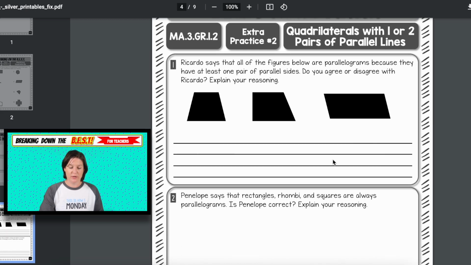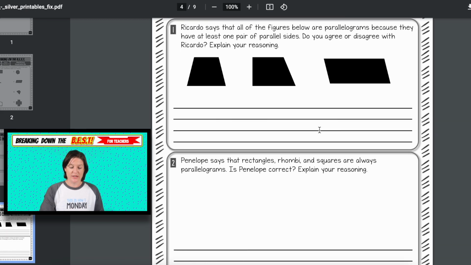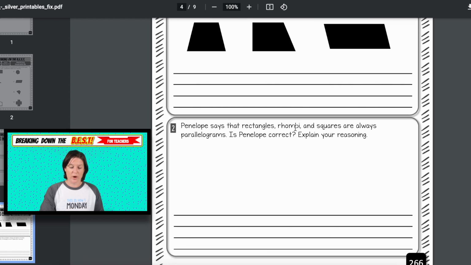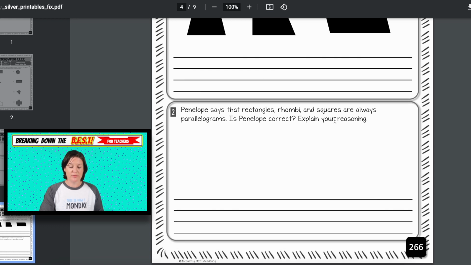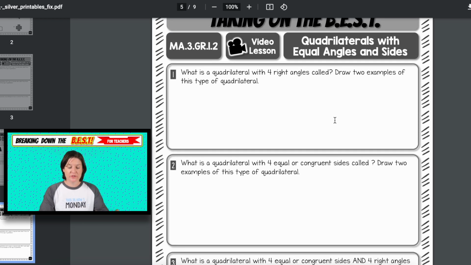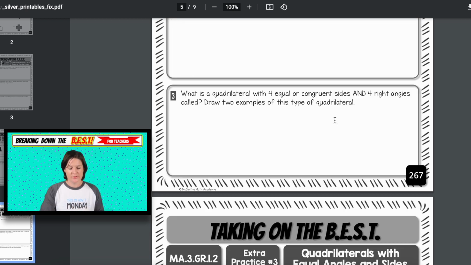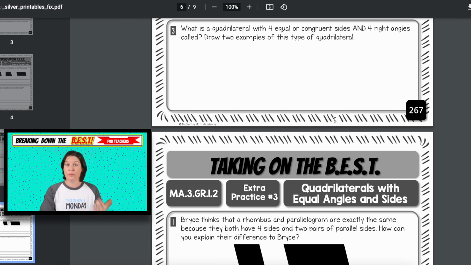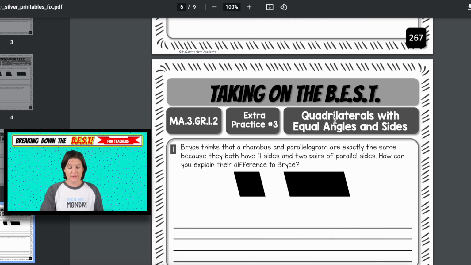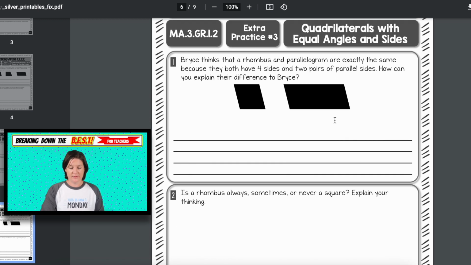Then here's some extra practice. So students can now use their notes, and look, we've got that word rhombi, rectangles, rhombi, and squares. So it says, Penelope says that rectangles, rhombi, and squares are always parallelograms. Is Penelope correct? Explain your reasoning. That's extra practice. And then there's the other video lesson with equal angles, right angles, and equal sides. So in that one, we're highlighting the rectangle, the rhombus, and the square with some extra practice.